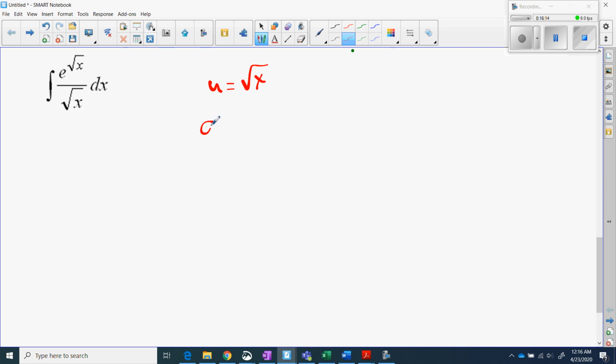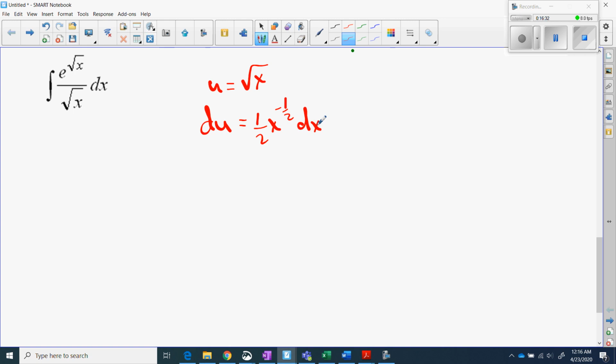Let's take a look at du. So du, remember it's du over dx. I'm just going to cheat it a little bit. Take the derivative of this, 1/2 x to the negative 1/2, and that dx that would have started here, I'm just going to now write it over here.